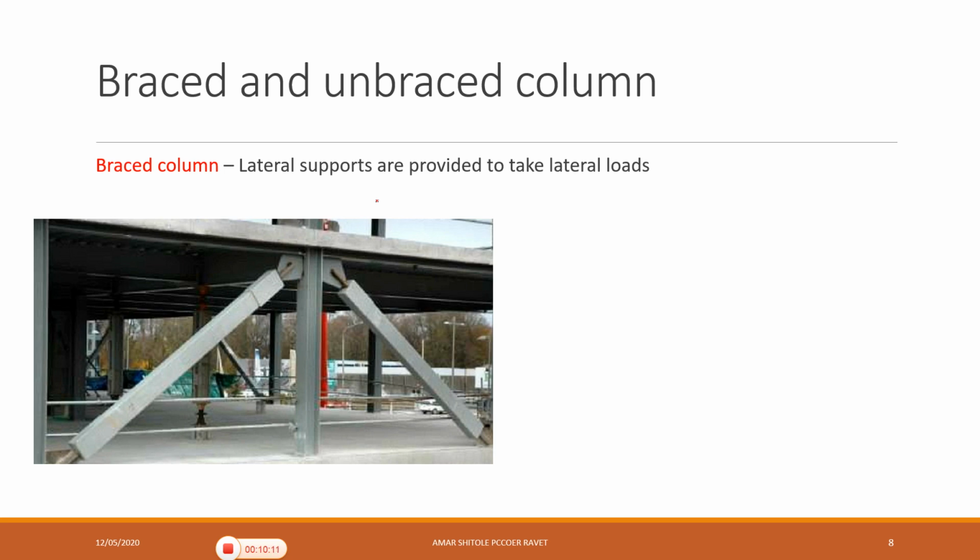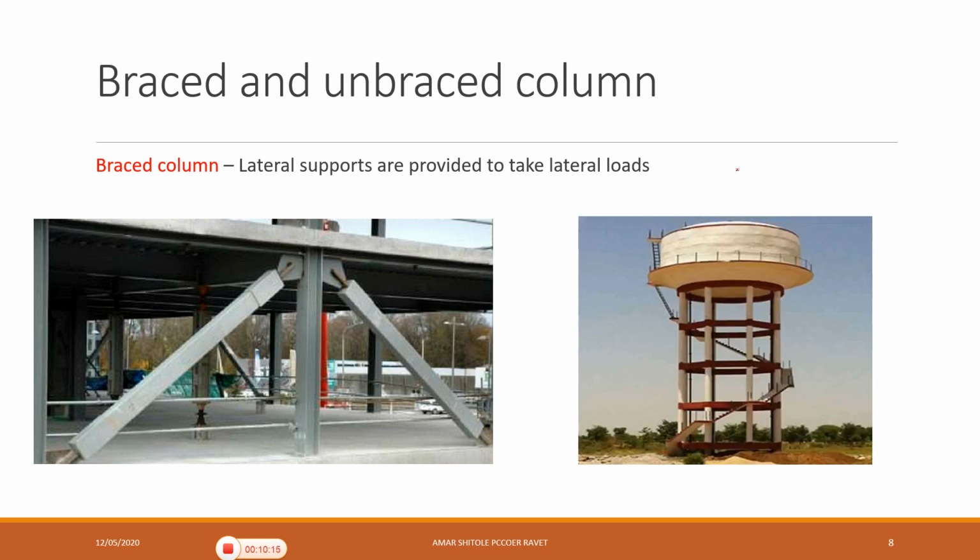Another day-to-day life example for the braced column is, as all of you know, the elevated water storage tank. In an elevated water storage tank also, the vertical members are connected by these horizontal beam members. So this is nothing but the lateral support to these columns, and lateral load is going to be taken by these lateral supports.